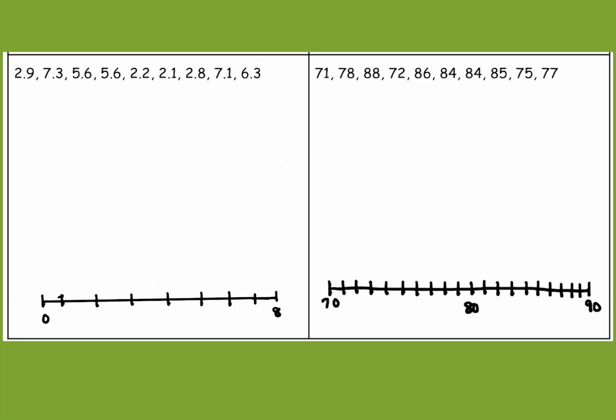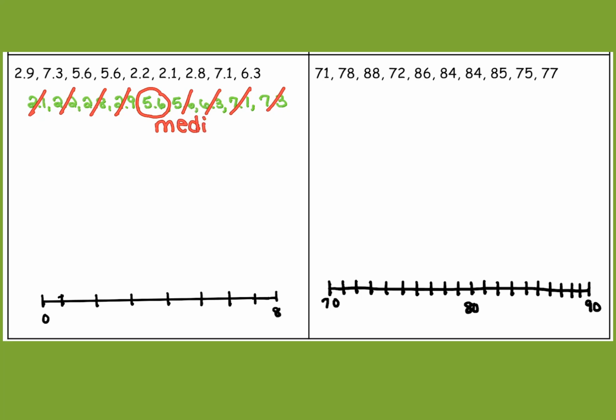Next, let's create a box and whisker plot using decimal values. The first thing we need to do is find the median numbers. So that means we put all of our numbers in order from least to greatest and mark off the lowest and the highest until we get to the middle number. 5 6/10 is our middle number, so we call that our median.